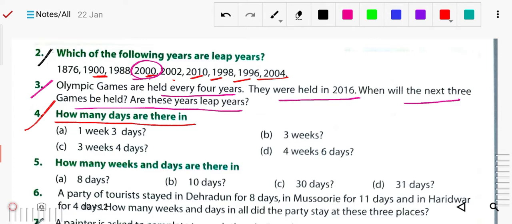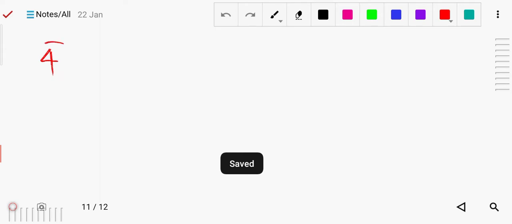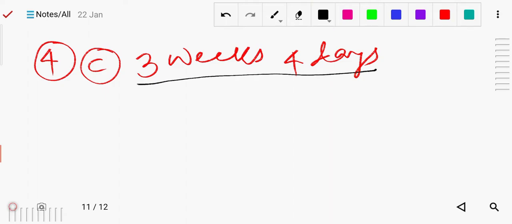Now next, number 4, how many days are there, means how many days between that. So I will do number C, which is 3 weeks and 4 days. First of all, if it is given in words, same thing as we are doing in the measurement, first of all you have to write it in the plus form. So first of all you can write 3 weeks plus 4 days.